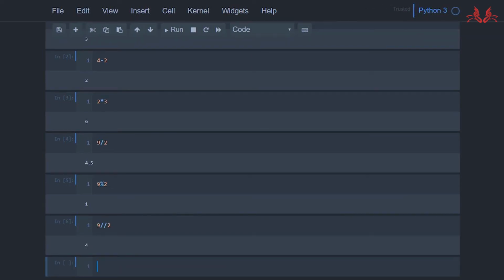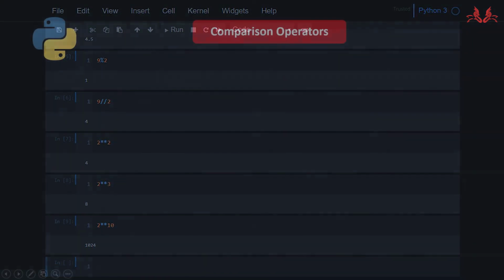is 4. And 2 squared equals 4, and 2 cubed equals 8, and 2 to the power of 10 equals 1024. Alright, let's take a look at comparison operators.